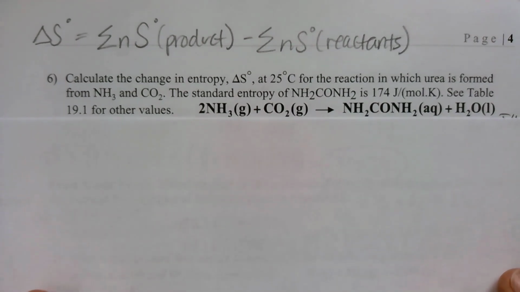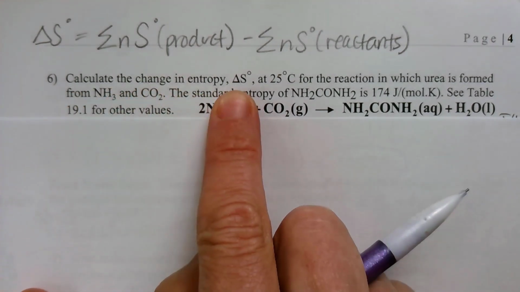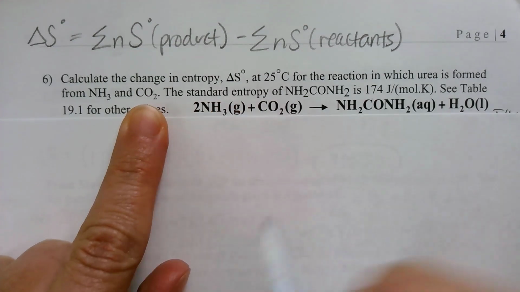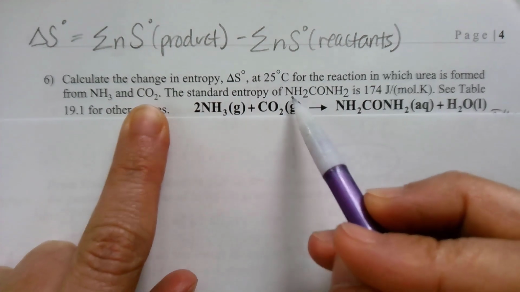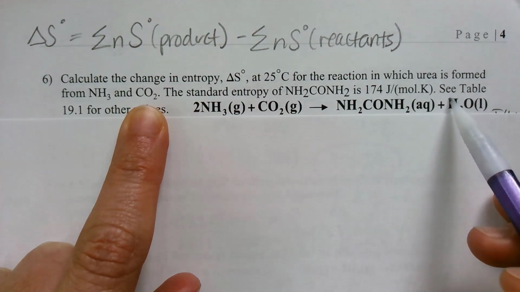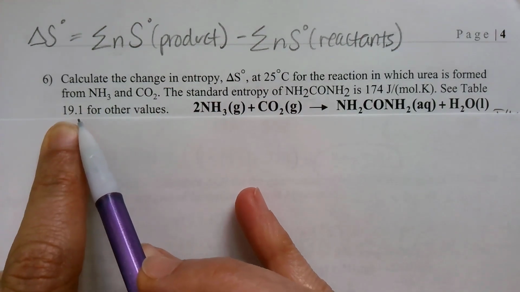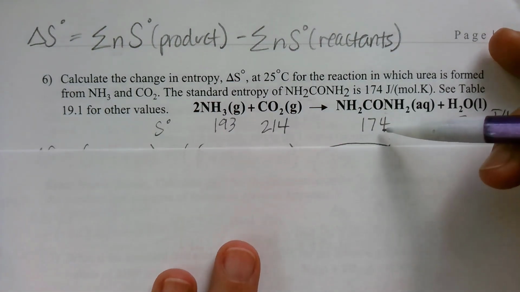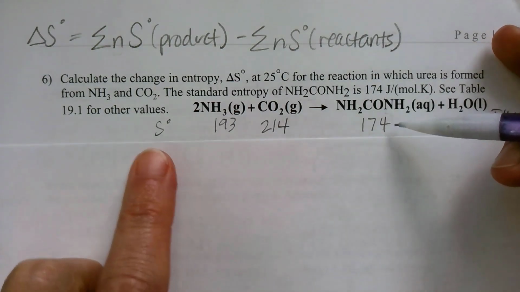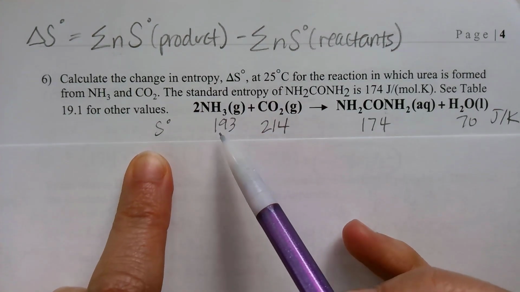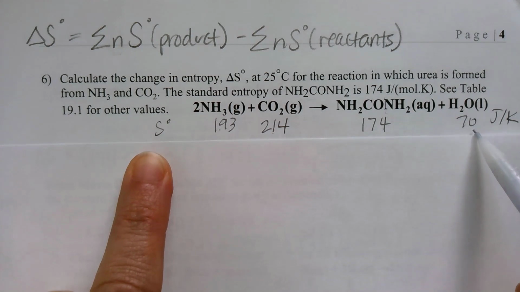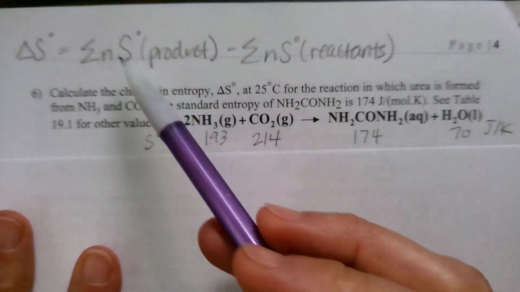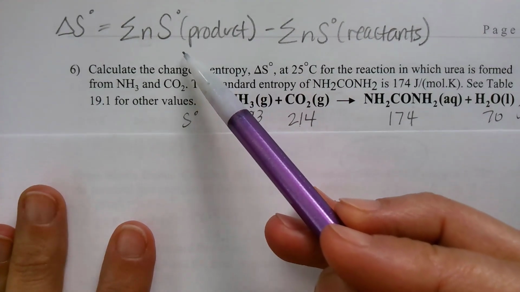Looking at number 6, we're going to calculate the change in entropy for the reaction in which urea is formed from ammonia and carbon dioxide. And we're told the standard entropy of urea. So we're going to look at our appendix in our textbook for all of the other values. So we were told that our urea is 174, and then I'm going to look up the standard entropy values for ammonia and carbon dioxide and liquid water. So, found all of those. And then we're going to use that same idea, the same equation that we used when we found delta H.